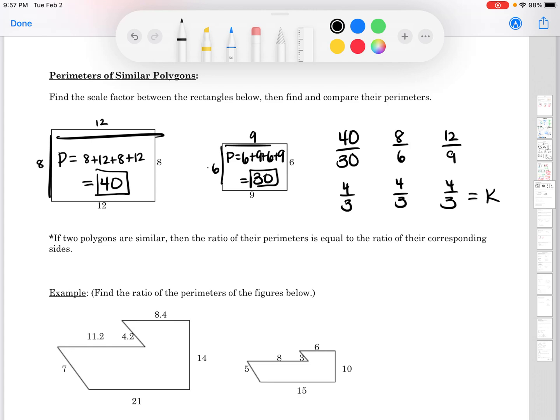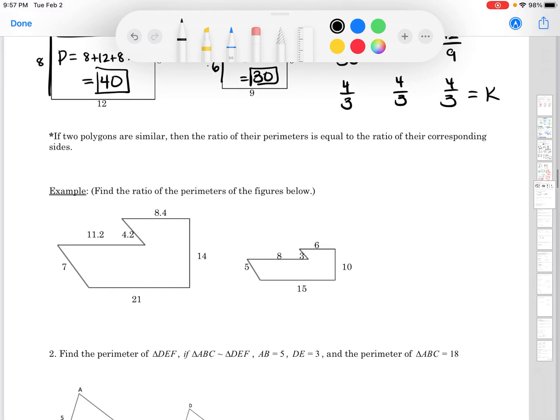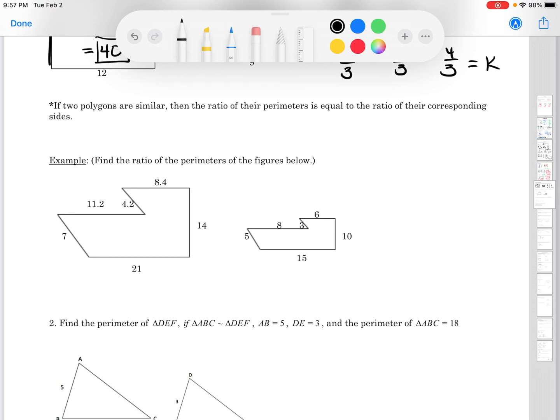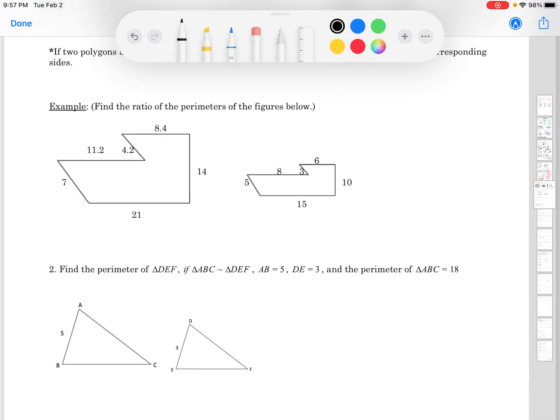So if two polygons are similar, then the ratio of their perimeters is equal to the ratio of their corresponding sides. Same scale factor. So we want to find the ratio of the perimeters of the figures below. We could solve for the perimeter of each of these, but that seems kind of silly when we could just compare their ratios. So find two sides that are going to match up. How about this angled side here? And we have 7 to 5. Here we go.